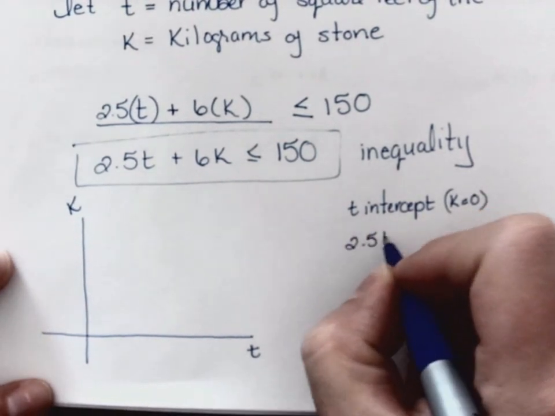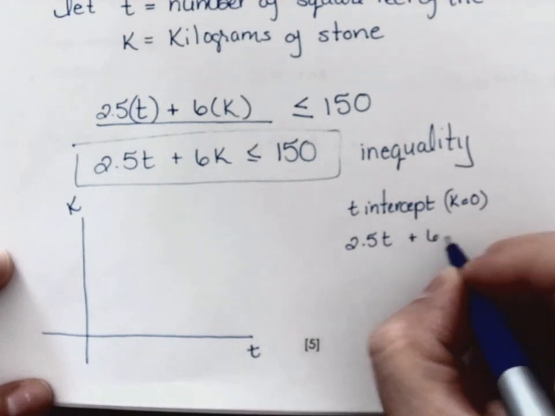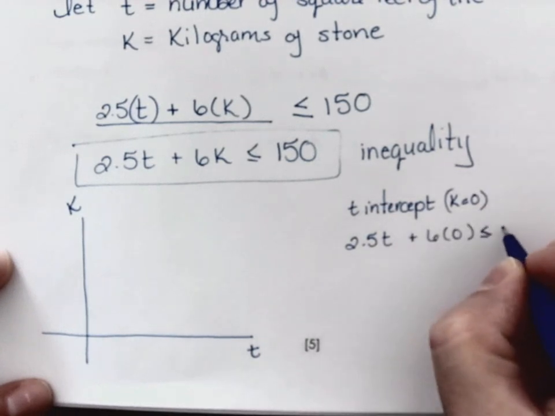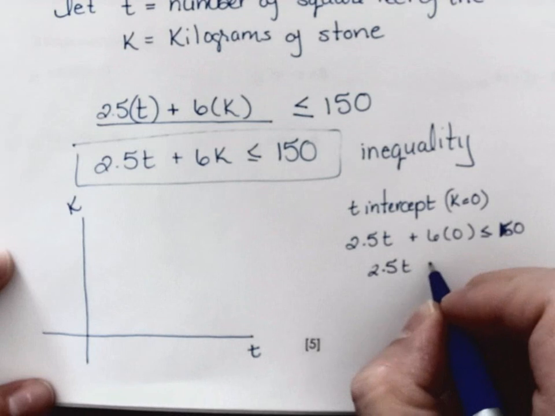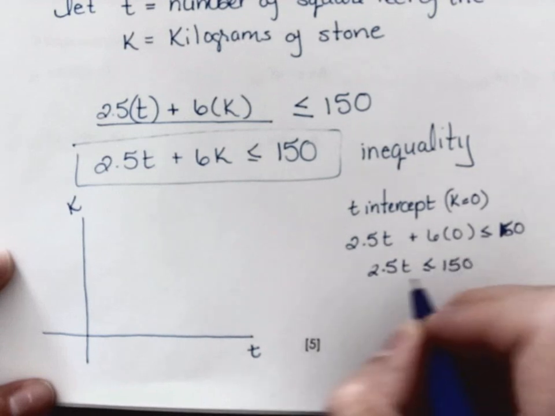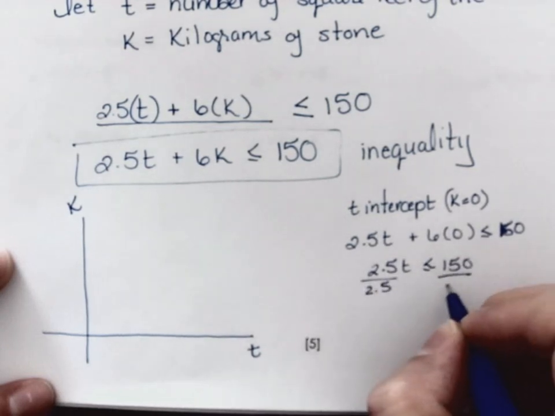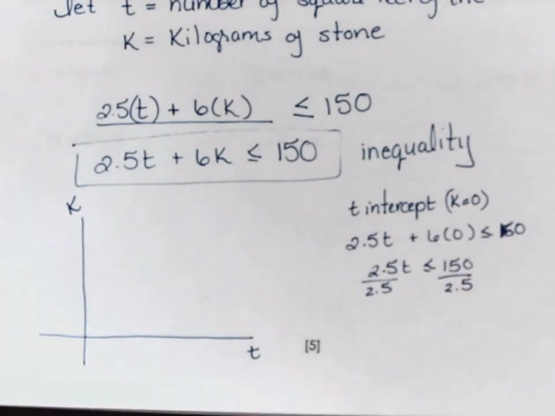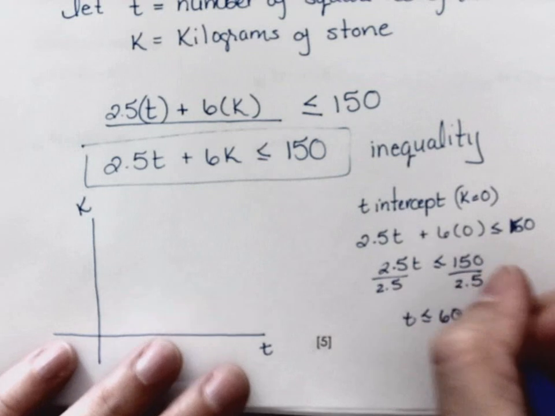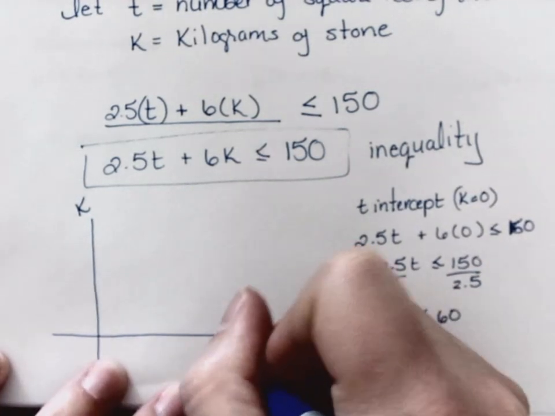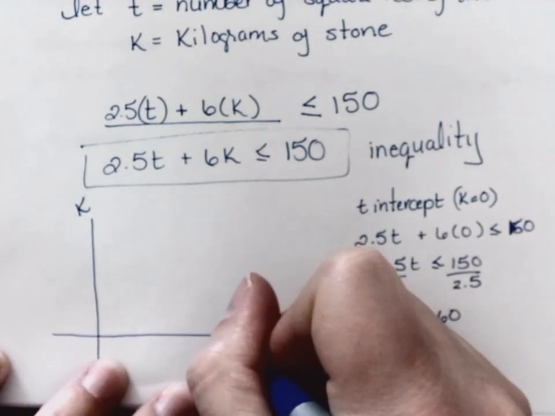So we have 2.5T plus 6 times 0 is less than or equal to 150. Getting my handy dandy calculator out, 150 divided by 2.5. So we know that this happens at 60 and 0.